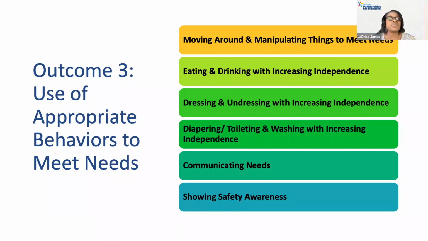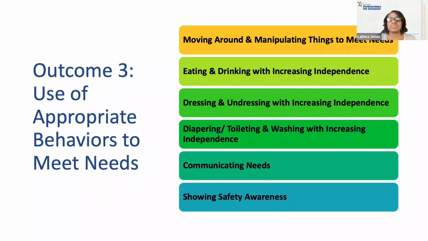things. The fourth one is diapering, toileting, and washing with increasing independence. Lifting legs for diaper change, sitting on the potty, washing hands, brushing teeth, helping with bathing, all of those are great examples of that. The fifth one is communicating needs. Children should be able to indicate their hunger, their need for sleep, a diaper change, expressing discomfort or hurt, or requesting or rejecting food, those kinds of things.